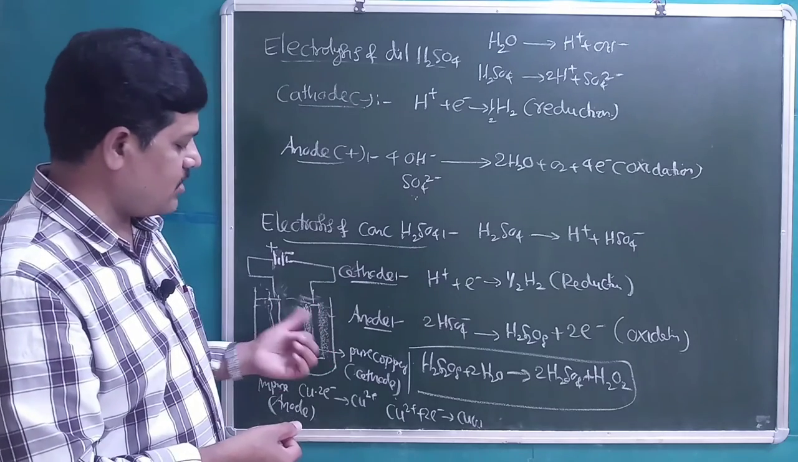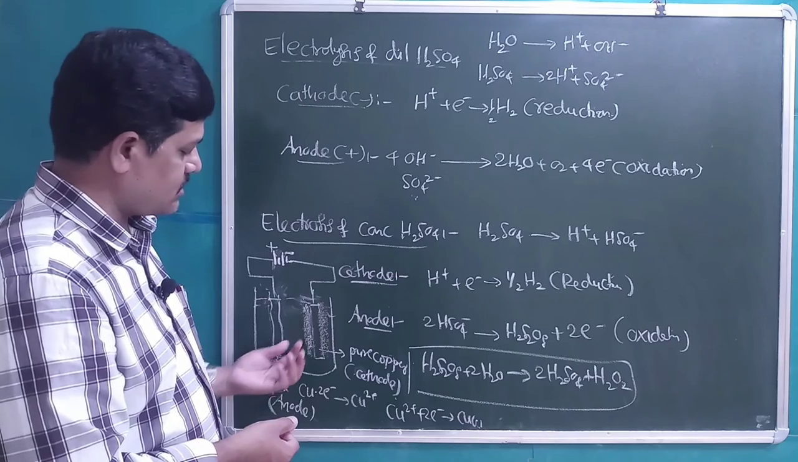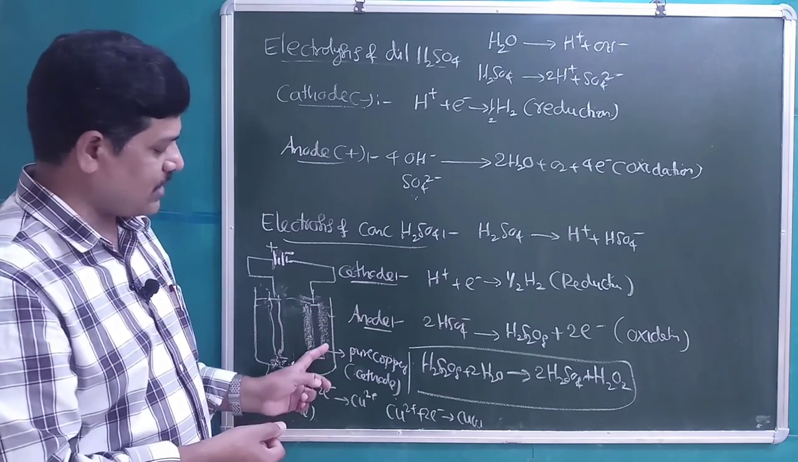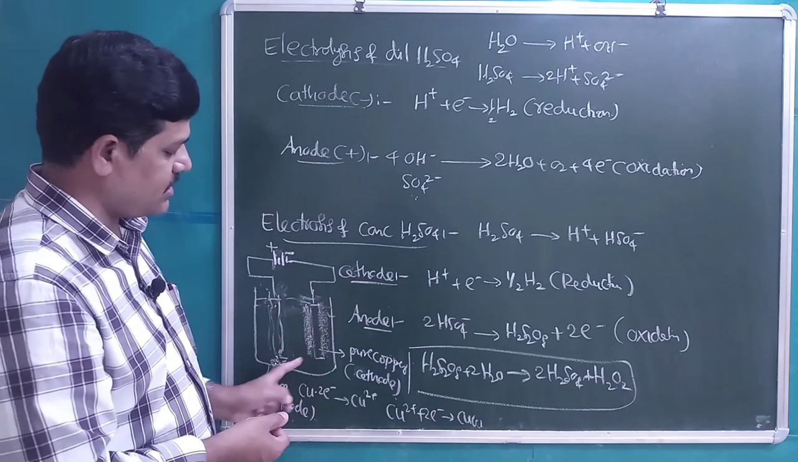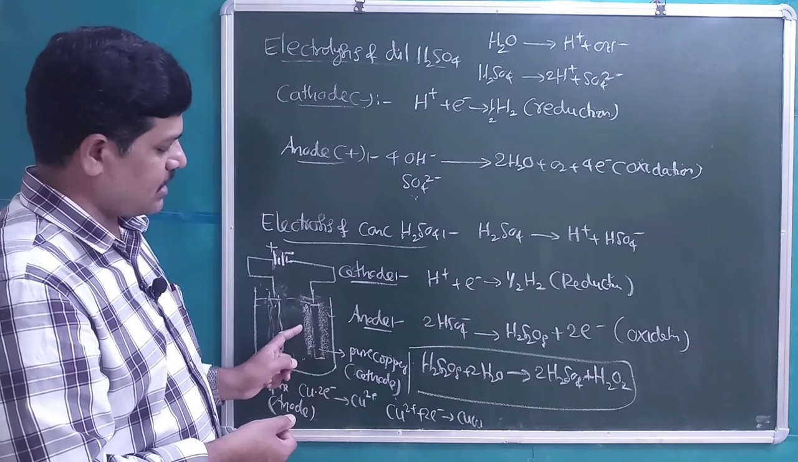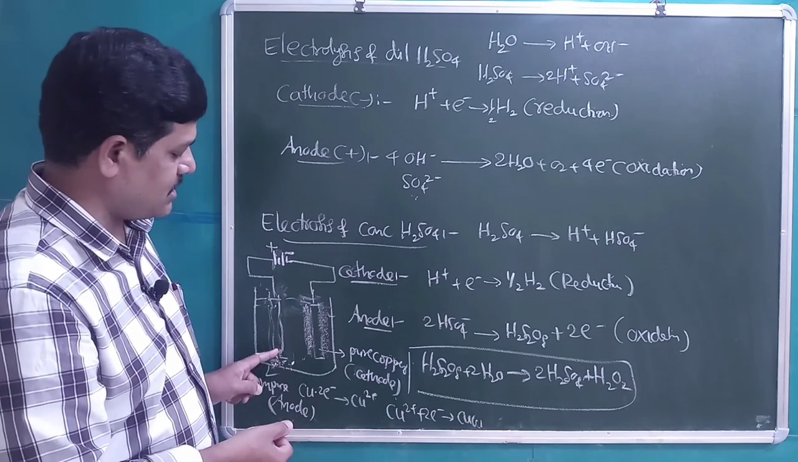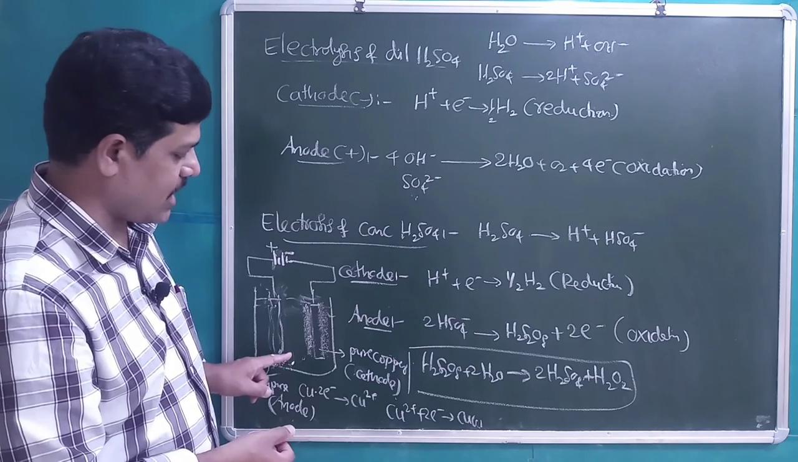So a copper anode and a copper cathode are used. The size of the anode is more, the size of the cathode is less, thin. As time progresses, the thickness of the anode will decrease because it is dissolving in the solution. The thickness of the cathode will increase, and whatever impurities are present will settle at the bottom of the container, which is known as anode mud.